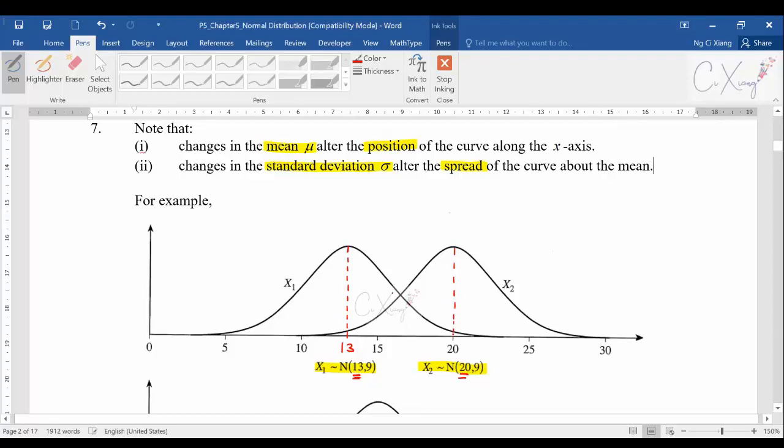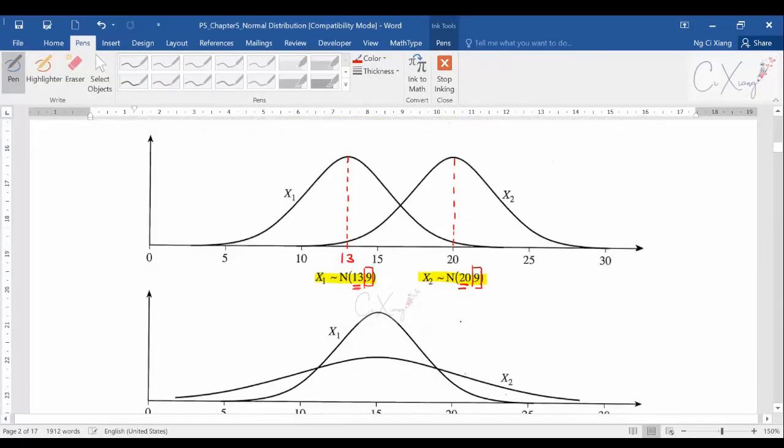But if you look at the shape, the height and the width of the graph, generally they are the same. Why? Because the values of variance are the same. How high is the graph? How wide is the graph? It depends on the variance. Then the mean decides the position, left and right.